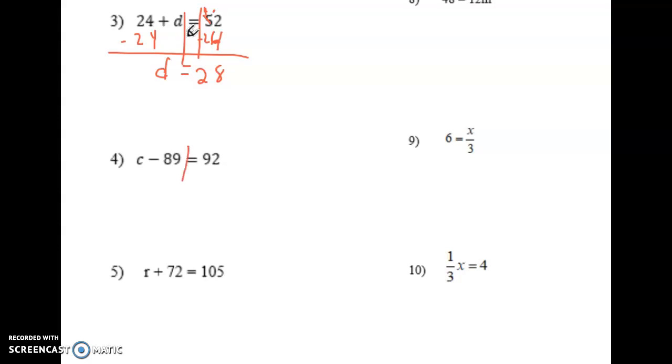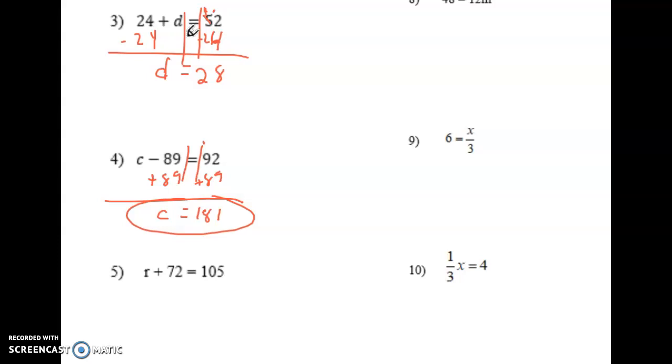Number 4, wall. The opposite of subtracting 89 is adding 89 to both sides. The 89s cancel, they get me 0, so c equals 9 plus 2 is 11, carry my 1. 9 and 8 gives me 17, plus 1 is 18, so c equals 181.